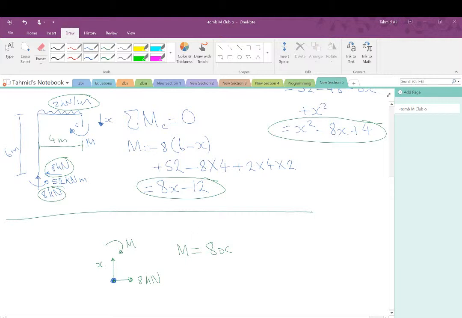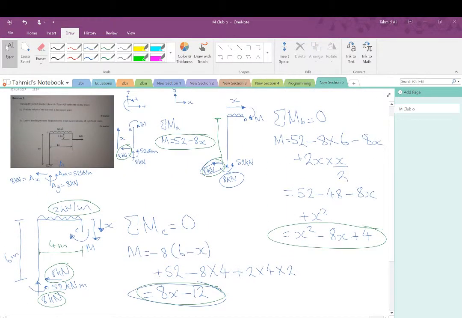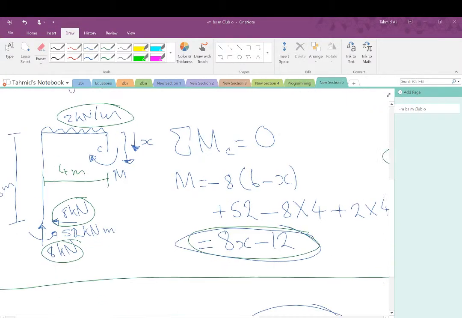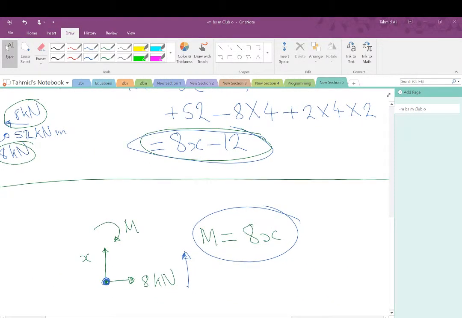That's how these two equations match, because this equation would be going from here downwards, and this one is just going to go from downwards to upwards. So if you plug in 8 times 1.5, where 1.5 is this length here, if I put 1.5 in both equations, I'll get the same answer. So 8 times 1.5 equals 12.